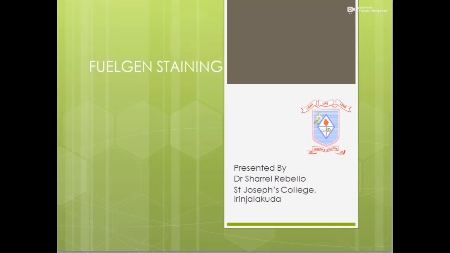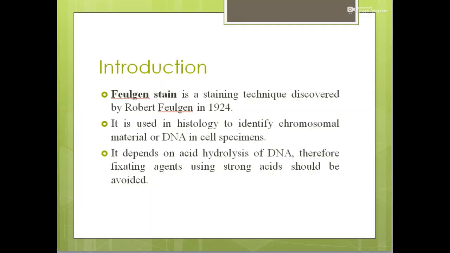And today we're going to talk about a specialized staining technique called the Feulgen staining. Feulgen stain is a staining technique discovered by Robert Feulgen, and it was named after its discoverer in 1924. This is a technique which has been used to identify DNA in cell specimens, especially when the histological analysis of cells is being carried out in order to identify the presence of chromosomal material or DNA in these cell specimens, we use the Feulgen stain.